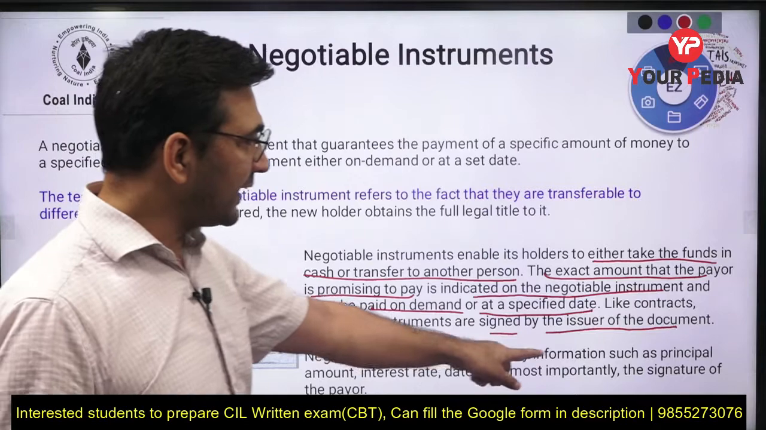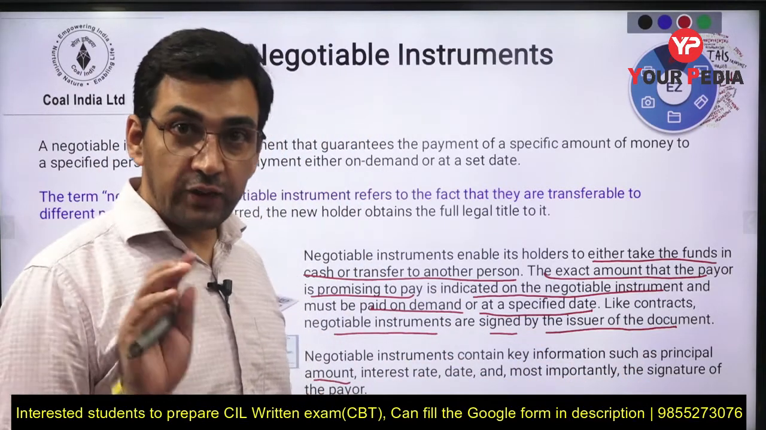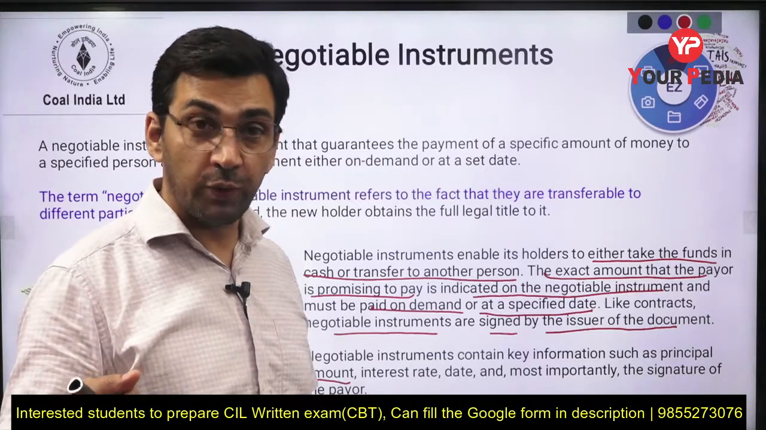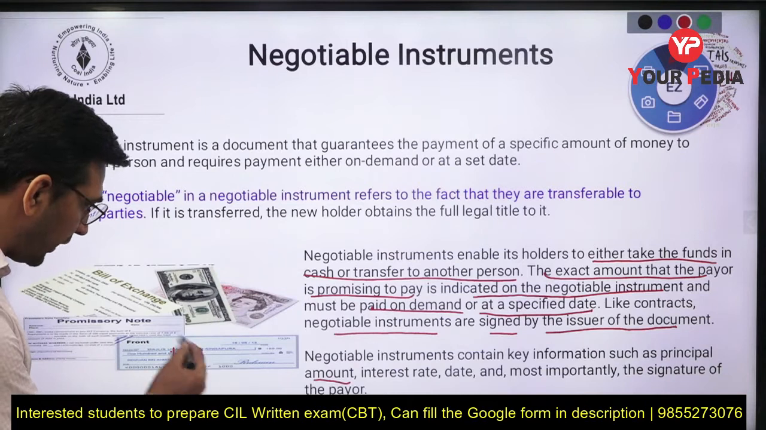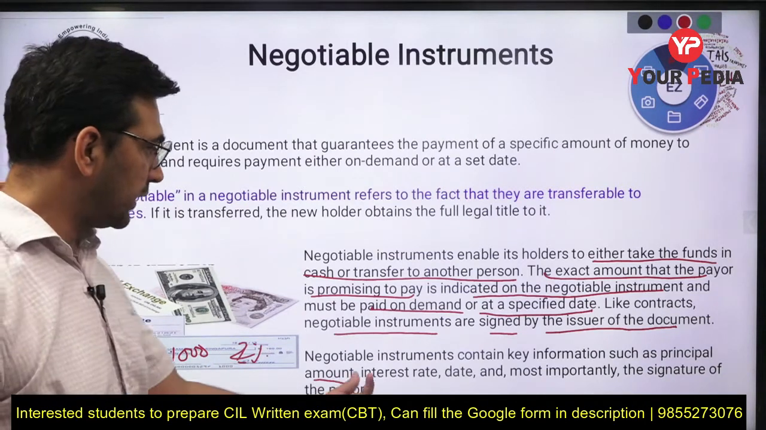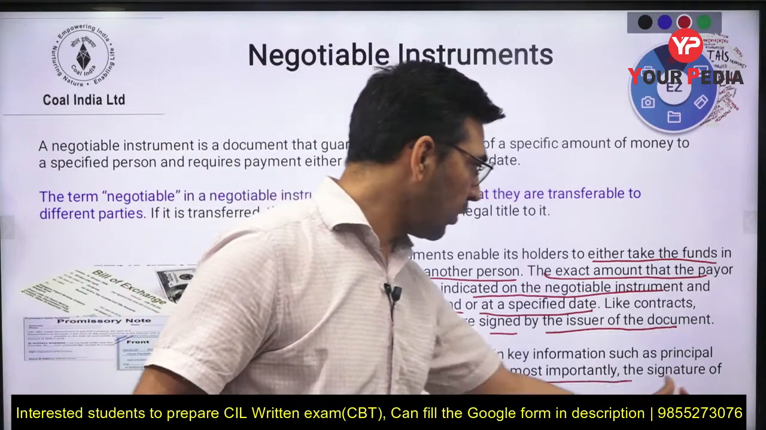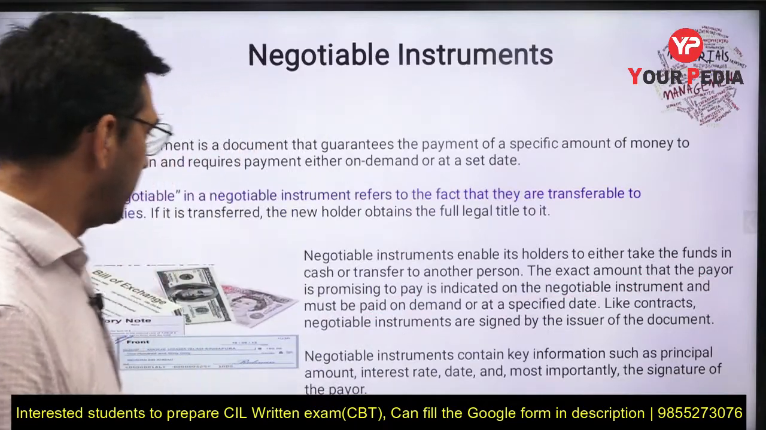Negotiable instruments contain key information such as principal amount, kitna pay karna hai, how much I have to pay. If there is some kind of interest that I also have to pay, wo bhi aap mention karoge. For example, this is a document. You mention okay 1000 rupees, or maybe at an interest rate of 2%, something that you also need to mention. Interest rate, date, and most importantly signature. Obviously, without signature it carries no meaning.